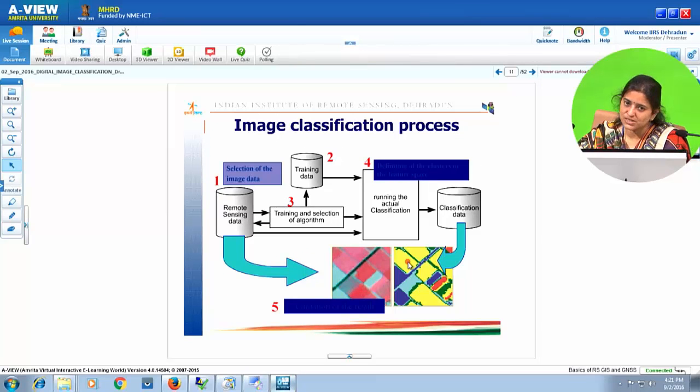Now coming to the image classification process, the first thing that we have to do is selection of the image data. The training data sets have to be generated. The training and selection of algorithm is to be done. Running of the actual classification is to be carried out. Then the classification data would look something like this. We have to compare it with either the original remote sensing data or from the ground and do the validation, do the accuracy assessment.